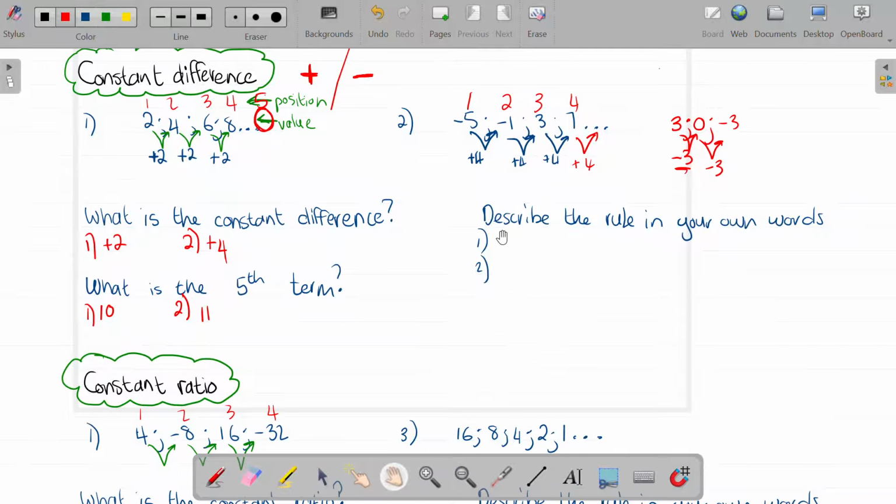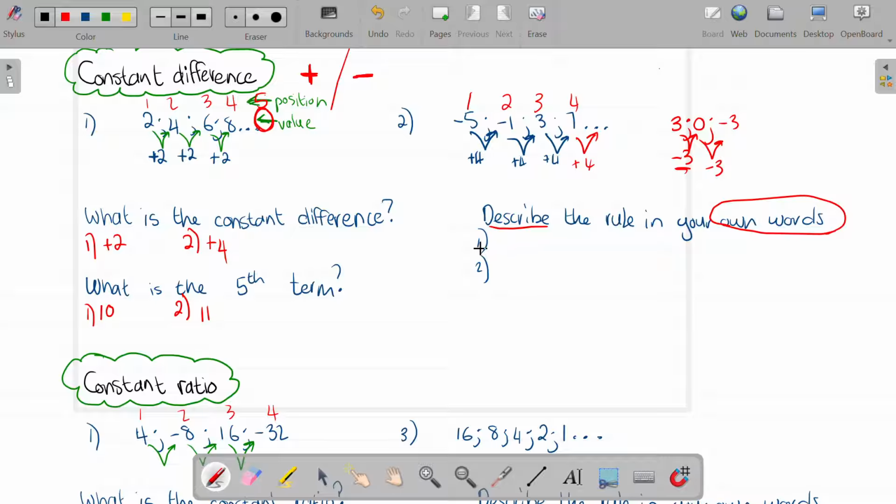Let's have a look and answer this type of question where they say, now you need to describe what is happening. So describe the rule in your own words. So guys, in this case over here, you literally must describe it in your own words. So guys, what it should be more or less is you must definitely take into account what is happening. So obviously the constant difference, there's a pattern with a constant difference, and you put that into your answer.